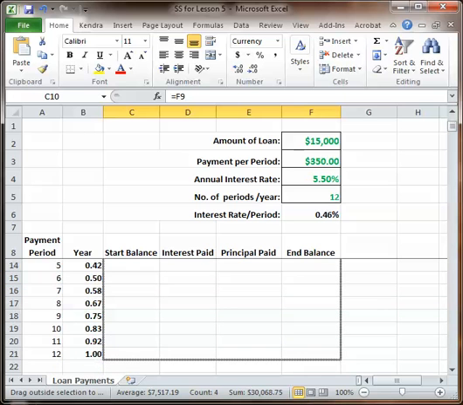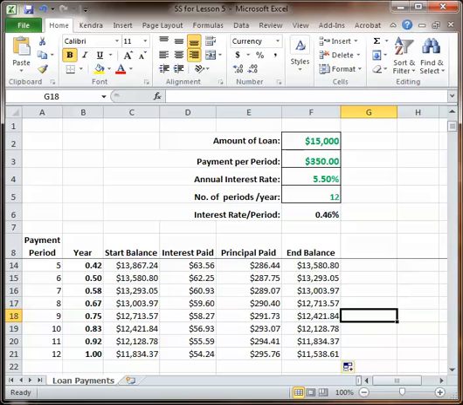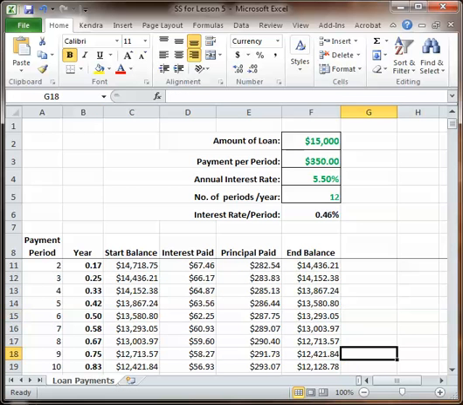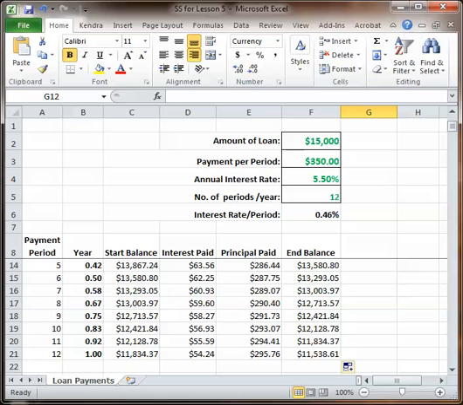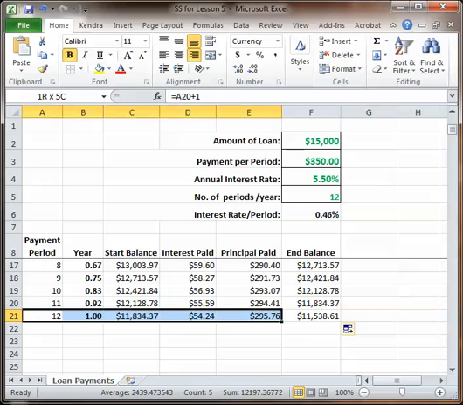Now that we've got all those formulas in there, we just have to do a fill down, and I'm just going to fill it up to 12. And if you notice, I've just put a little lock. I have frozen the header row up there so that we can always see them. So at the end of the first year, Sandy is still going to owe $11,538.61.